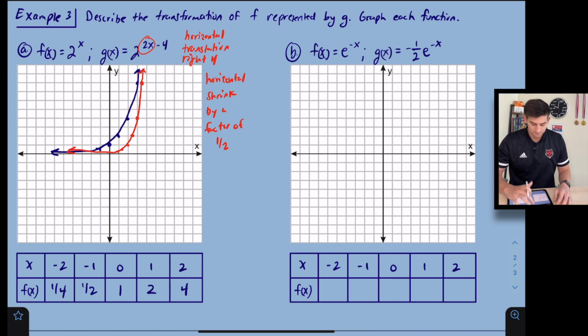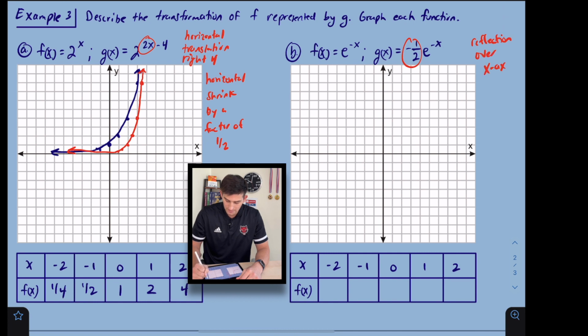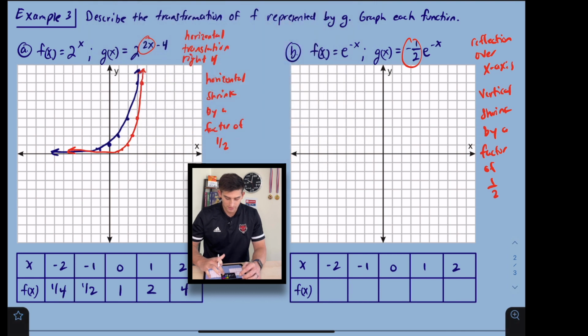All right, for part B, now we have f of x equals e to the negative x, and then g of x equals -1/2 times e to the negative x. So we see that the only difference here is this -1/2. So we know that we are going to have a reflection over the x-axis, right? Because we're not making x opposite. It already is opposite. So reflection over the x-axis, and then we're going to have a vertical shrink by a factor of 1/2. Okay. So let's go ahead and graph our original function.